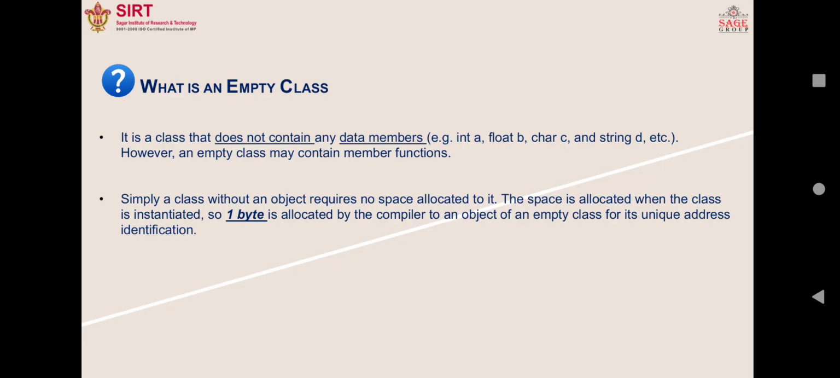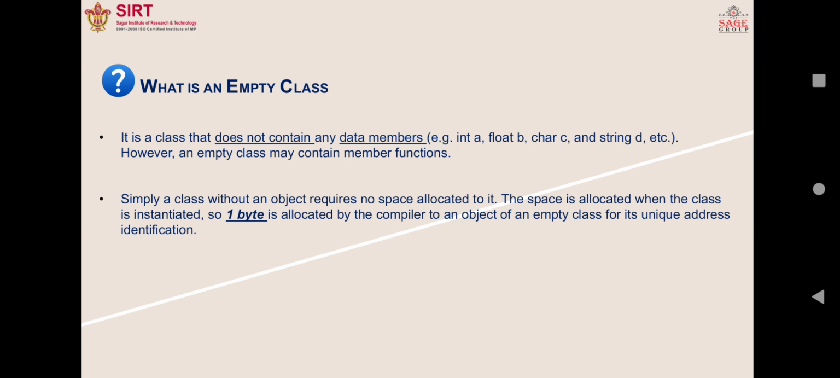First, we'll see the definition. Empty class is a class which does not contain any data members. However, it can contain the member functions. This simply means that you are defining a class in which you are not going to define or declare the variables, but you may or you may not define the member functions. Such a class would be called an empty class.